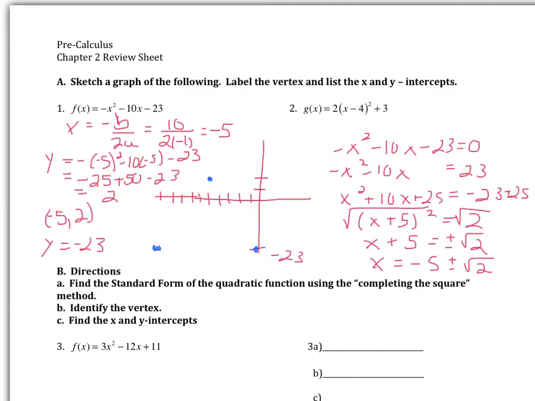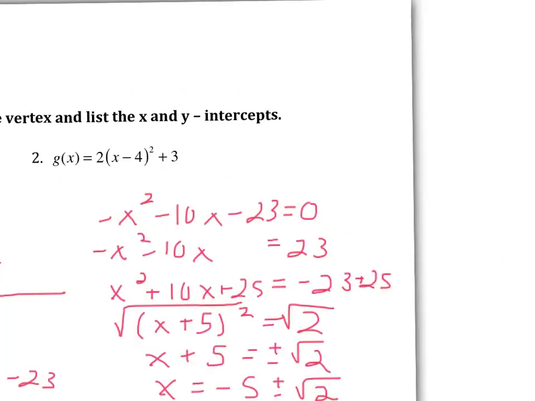So to put those on the graph, the square root of 2 is a little bit more than 1. So our first point will probably be at -3 point something, and then the next one will be at -6 point something. So we have a parabola looking like that. I didn't give myself too much room to do number 2, but number 2 is in vertex form, which means that we automatically know that the vertex is going to be 4, 3. So I'm going to go ahead and put that on my graph.